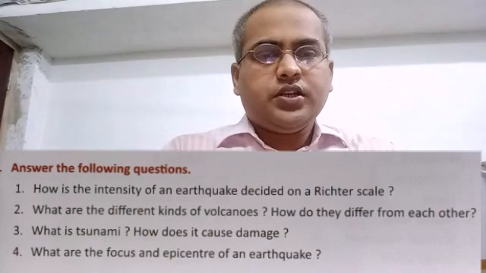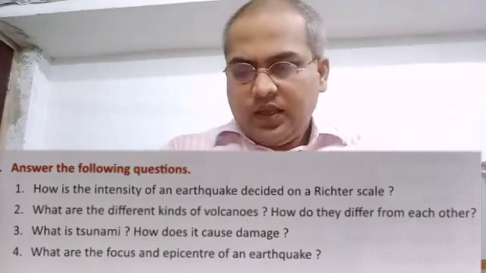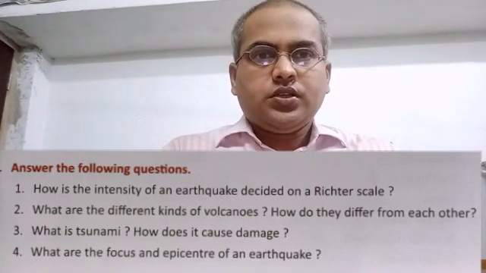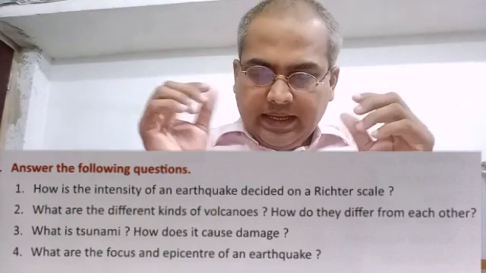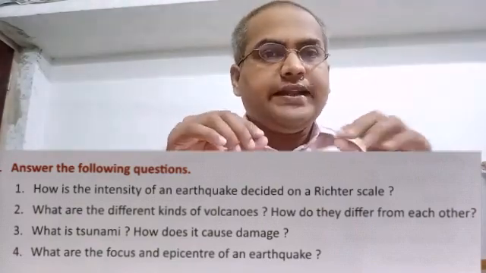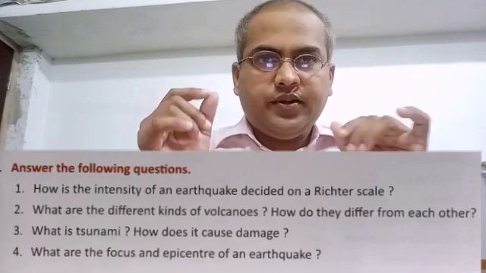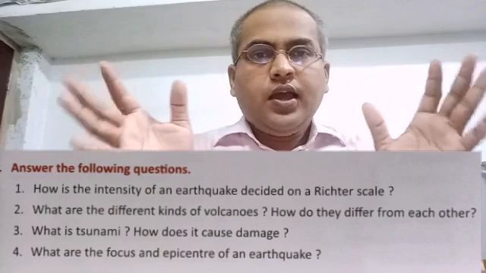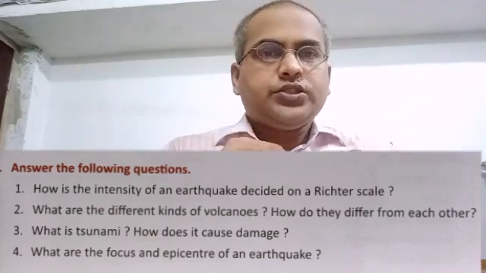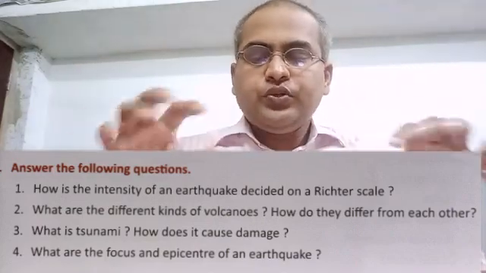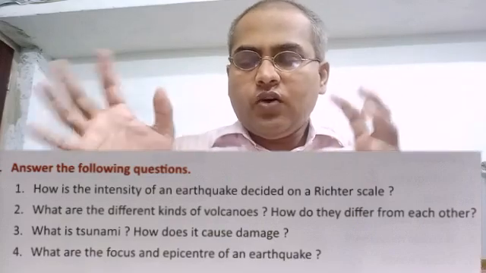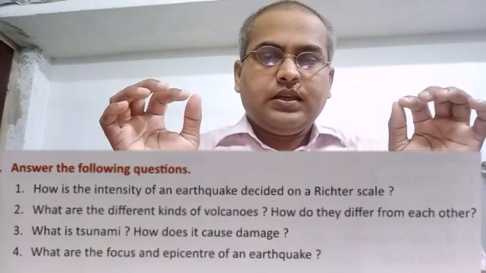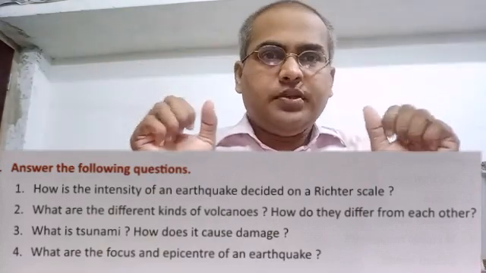Now comes question number 3. What is a tsunami? How does it cause damage? Tsunami is a Japanese word meaning harbor wave. It is a huge wave, 100 feet high, in the ocean, caused by undersea earthquakes, volcanic eruptions, undersea landslides, etc. So this is what a tsunami is.